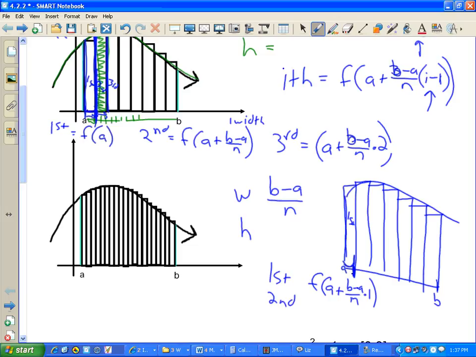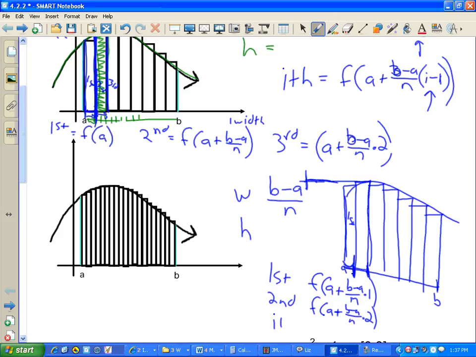The second rectangle is going to be the function evaluated at A plus 2 of these widths, because I'm going over once, twice. And I'm evaluating the function at that value to get how tall it is, to get this height value. So it's b minus a over n times 2.